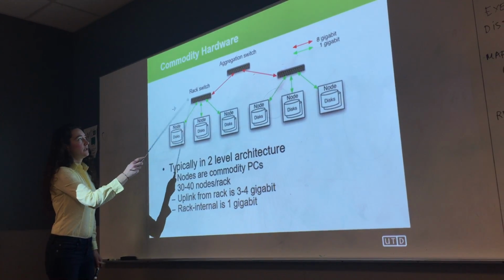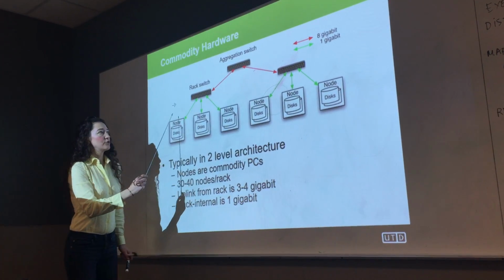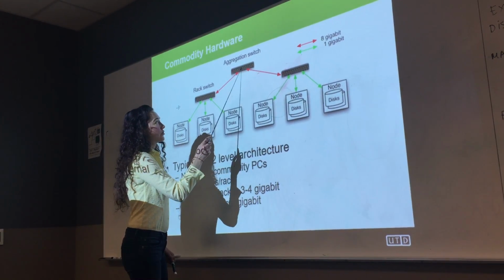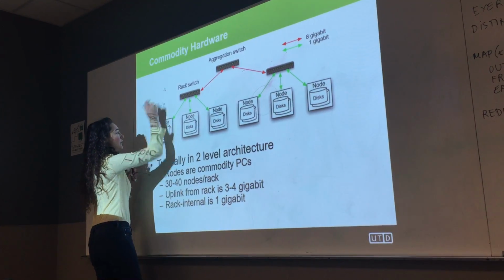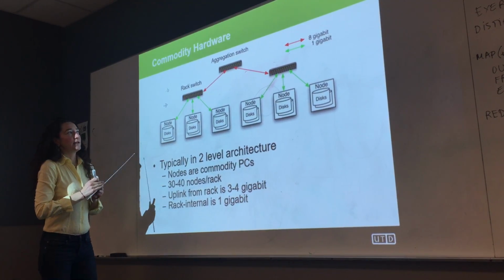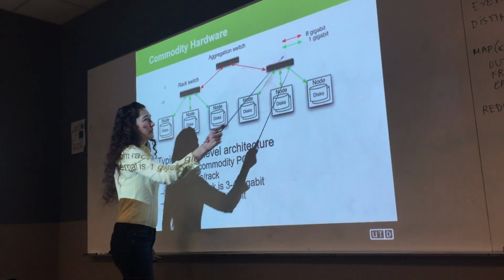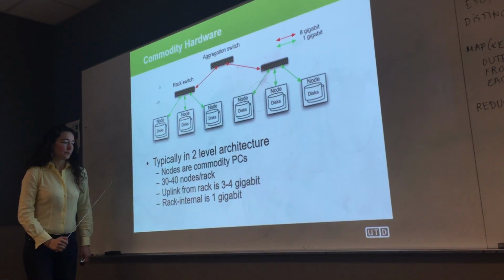So this first level switch is connecting these data nodes together. The switches themselves are connected by the red line, which is an aggregation switch, so that is the level 2. And you see the red line, that is a faster connection. That can send 8 gigabits per second. That is the speed.